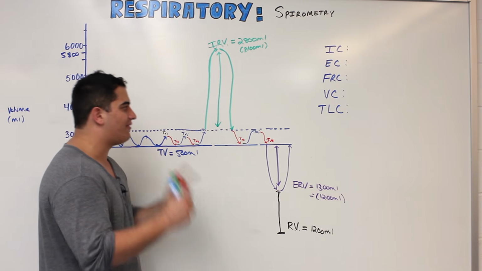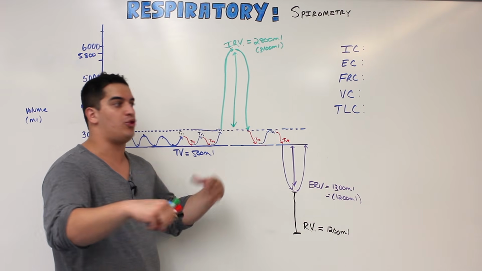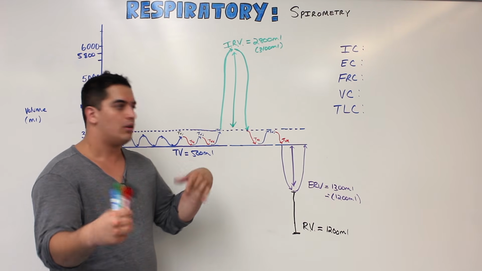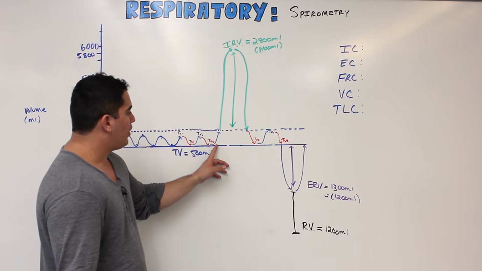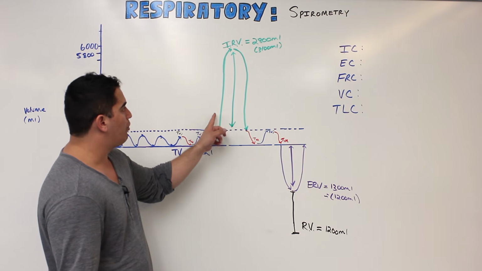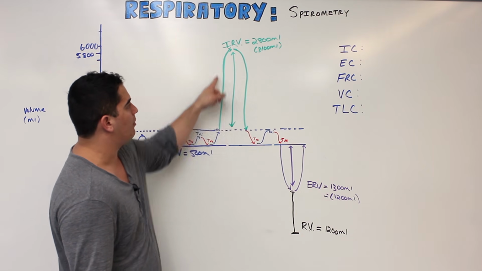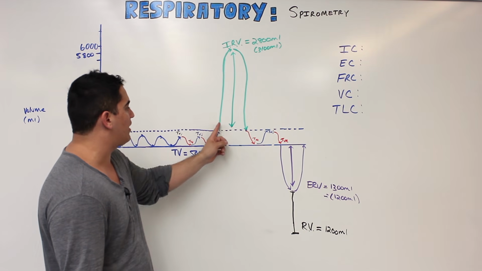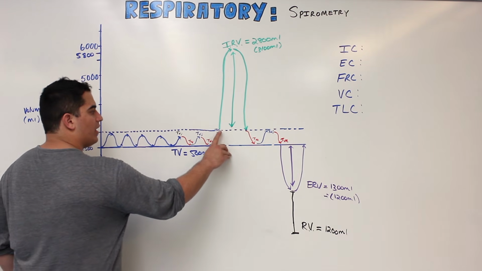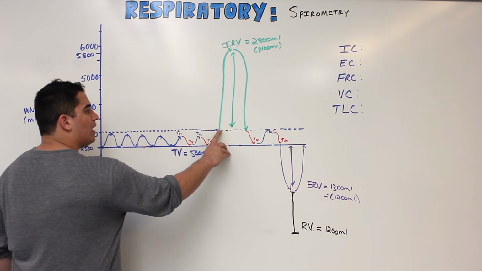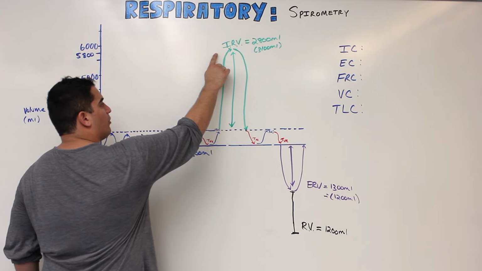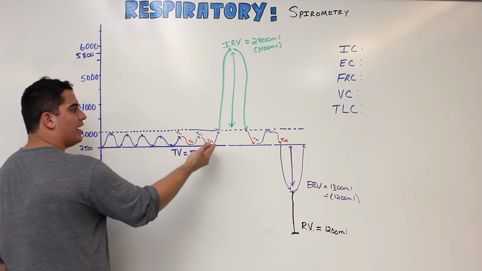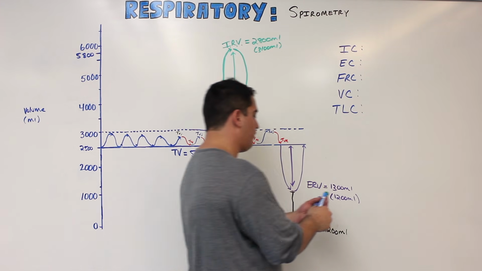Inspiratory capacity is defined as the total volume of air that you can bring in, total. So think about it. I'm bringing in air with my tidal volume inspiration, and I'm bringing in air with my inspiratory reserve volume. That's all it is. I'm just taking my tidal volume, which is this point to this point, so 500 milliliters, plus my inspiratory reserve volume, which was 2,800 milliliters. So all it is is tidal volume plus IRV.